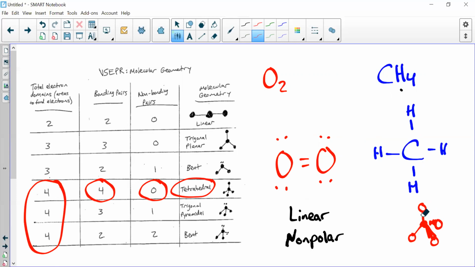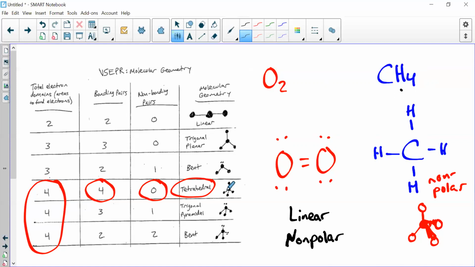Okay. Now the CH bond is slightly polar. However, because it's tetrahedral, because there are no lone pairs on the central atom, it cancels out. This is going to be a nonpolar molecule. Nonpolar.